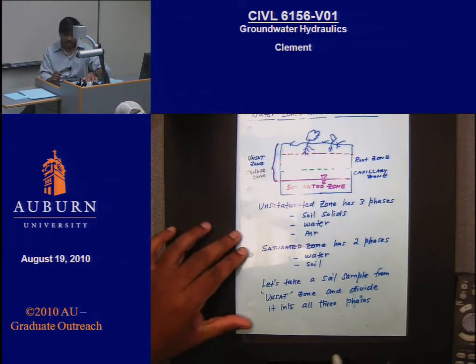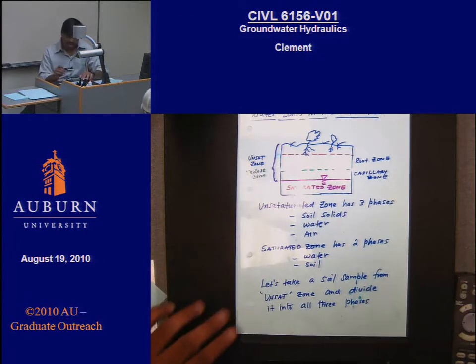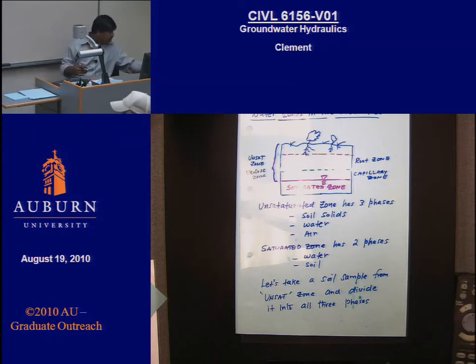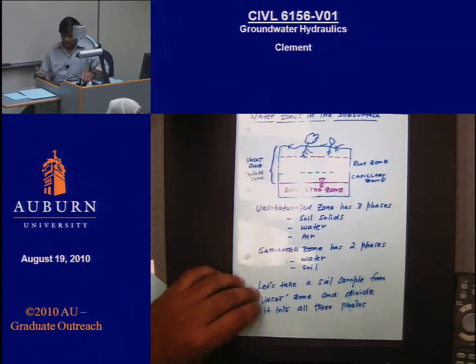So now what I'm going to do is take a sub-sample of the system. Let's take a soil sample from an unsaturated zone alone and divide it into these three phases. I'm going to take this unsaturated sample and divide these three components or phases of the system, so I can define some numbers to explain this.